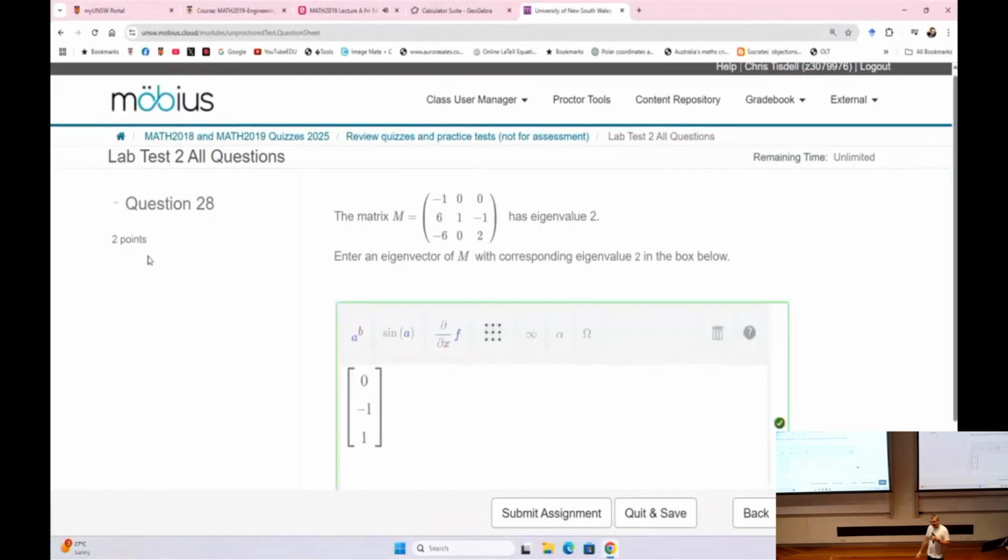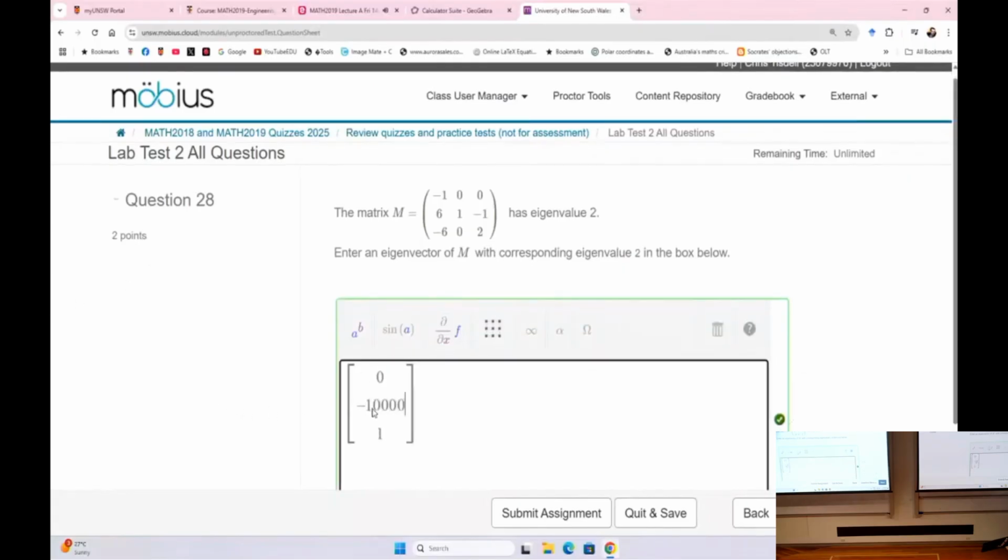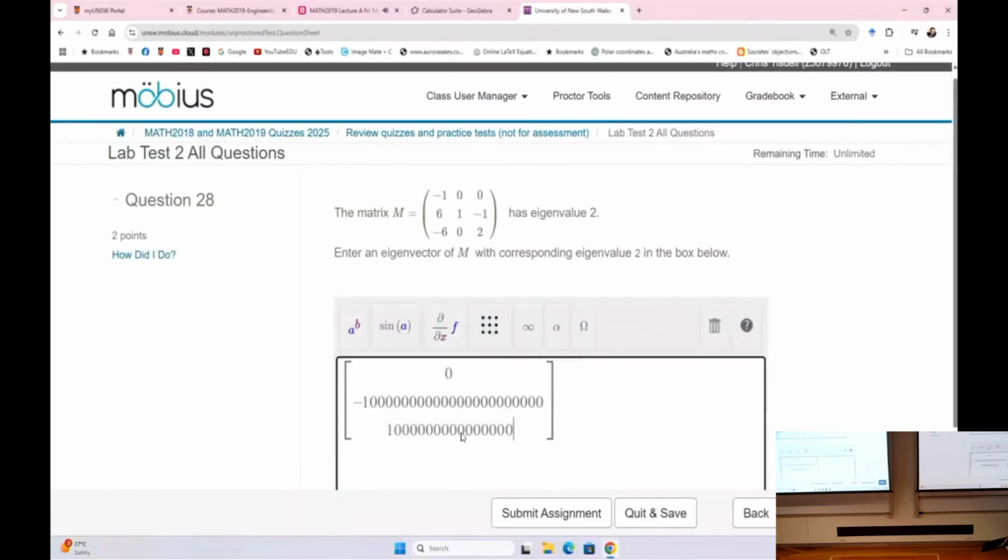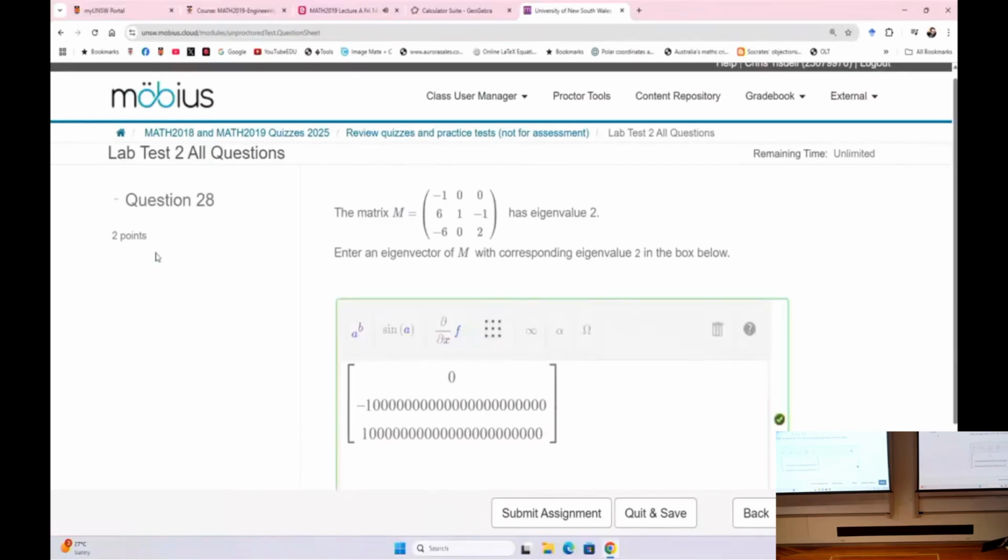Okay, so we tested it. Still correct. Okay, so what happens if we went a bit crazy? Let's see what happens. Does that look about right? Still works. I dare you to put that in your lab test too. Any questions at home?